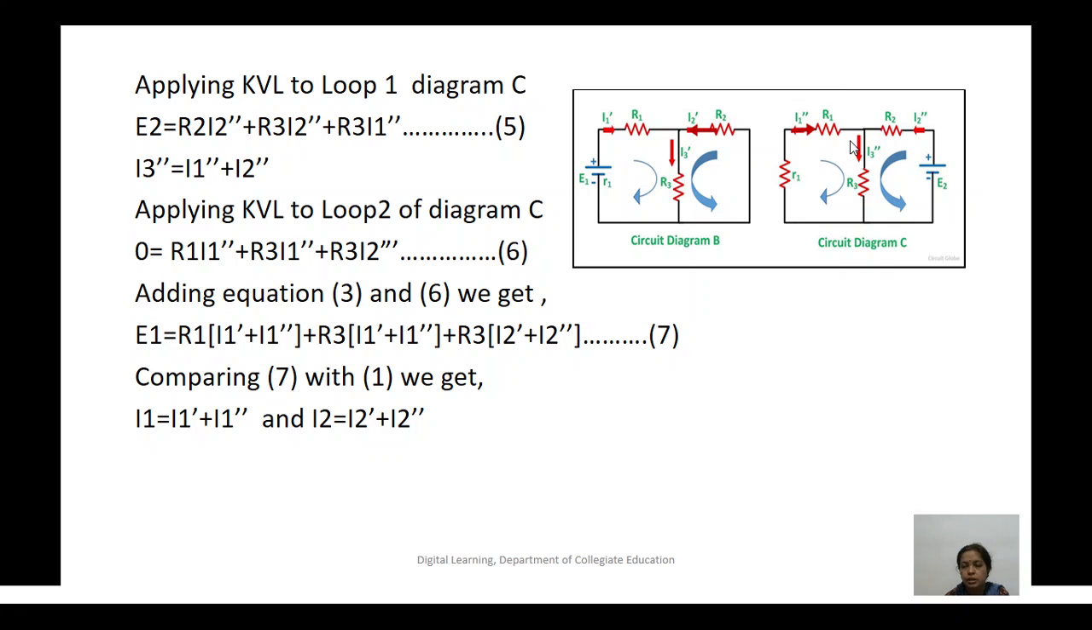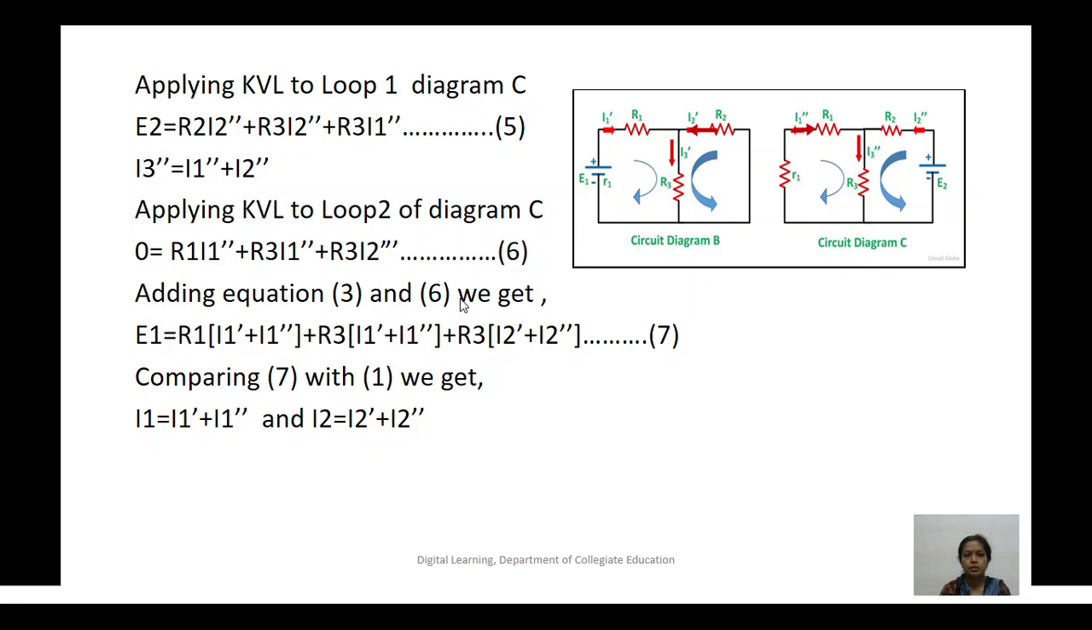For this network, if you apply KCL, I1 double dash plus I2 double dash is I3 double dash. So instead of writing I3 double dash, we can write I2 double dash plus I1 double dash. Applying KVL to loop 2 of diagram C, there is no source here, so 0 is equal to I1 double dash R1 plus I3 double dash R3. Again I3 double dash is I1 double dash plus I2 double dash. We get equation 6. So we got 6 equations, 1, 2, 3, 4, 5, 6, by applying KVL to different loops of diagrams A, B, C.